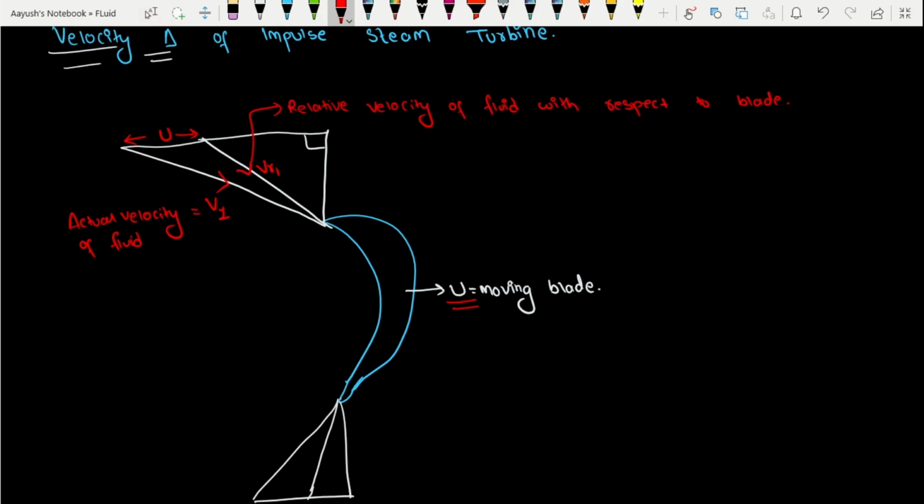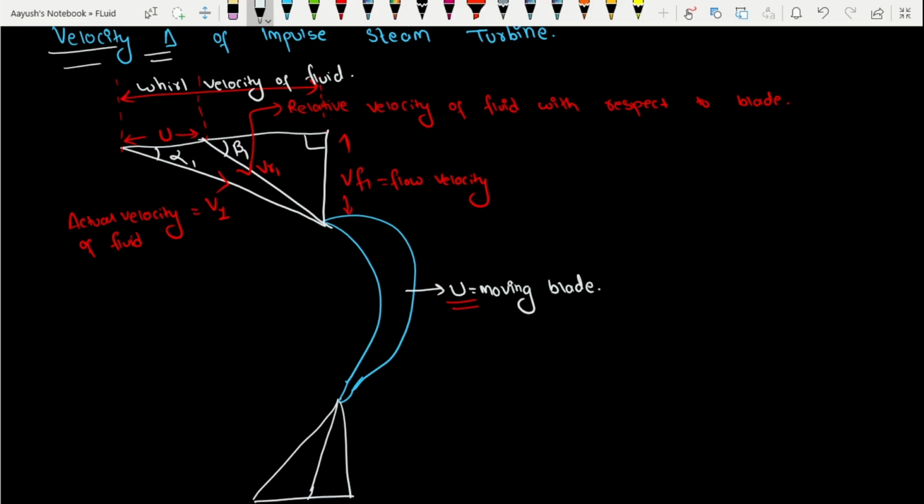This is called the flow velocity, Vf1. Now, this whole part is called the whirl velocity of the fluid, that is the turning velocity of the fluid. We also have to note the angles created. The angle created by the actual velocity of the fluid is alpha 1, and the angle created by the relative velocity is beta 1. This is the inlet velocity triangle of the fluid.